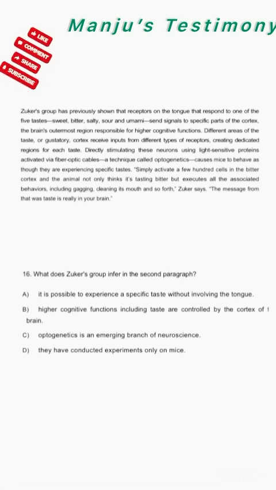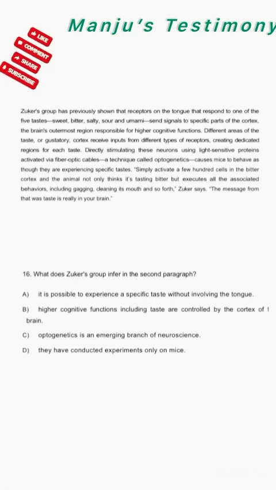The first option: it is possible to experience a specific taste without involving the tongue. B: higher cognitive functions including taste are controlled by the cortex of the brain. Option C: optogenetics is an emerging branch of neuroscience. Option D: they have conducted experiments only on mice. So guys, from the options, we can easily eliminate options C and D without reading the text. This is because the question is asking what Zucker's group infers. What does Zucker's group infer in the second paragraph?